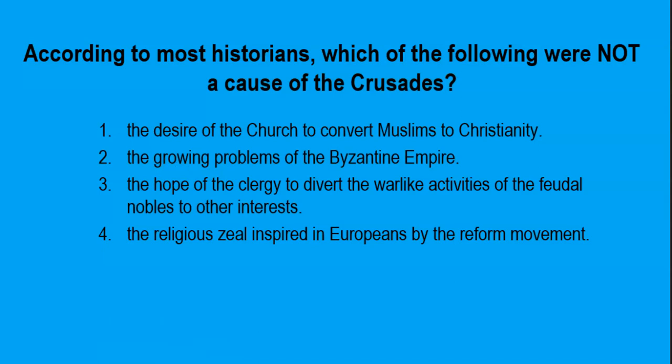Ultimately, most historians think it was a desire of the Church to convert Muslims to Christianity, but it's always more complex than that. But ultimately, that's the bottom line, and so the adherents of Christianity and the adherents of Islam have a long history of not getting along together. All right.